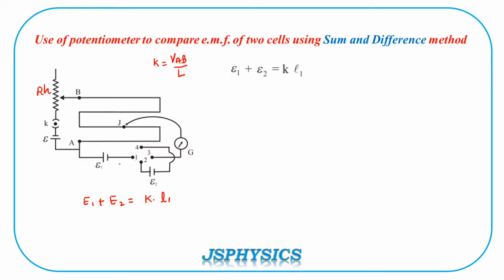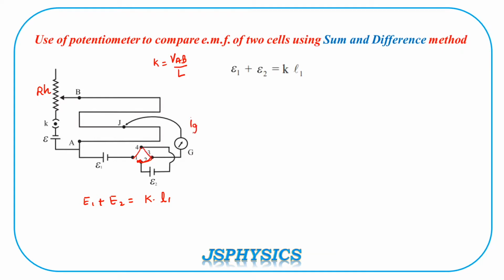Now once we get this value, we have to disconnect this, so we'll remove the key from here. And now we'll connect the negative of E1 with the negative of E2. That means we have to put the key across 4 and 1. So the negative of cell E1 is connected to the negative of cell E2 by putting the key between 1 and 4. To complete the circuit, one more key we have to put between 2 and 3. So this way the current flows through the galvanometer and jockey. Again, we'll touch the jockey at different points across the wire AB and try to get the null point in the galvanometer.